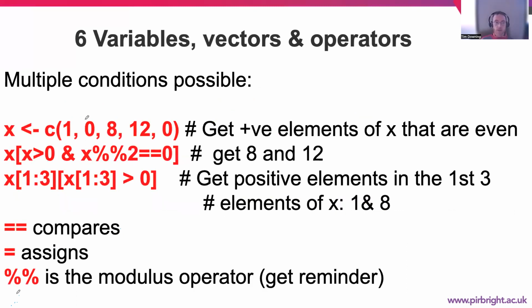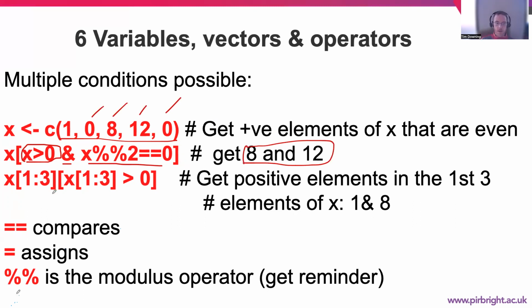So we can have multiple conditions in this way. If we have the same vector of 1, 0, 8, 12, and 0, we can use the ampersand to indicate that we want both conditions to be true. So R will evaluate this first part. So we want the elements that are greater than 0 in x, which are 1, 8, and 12, and also the ones that are even. So x mod 2 with a remainder of 0 means that we only want elements that are even, which are going to be 0, 8, 12, and 0 here. So that means that we get the result of 8 and 12.